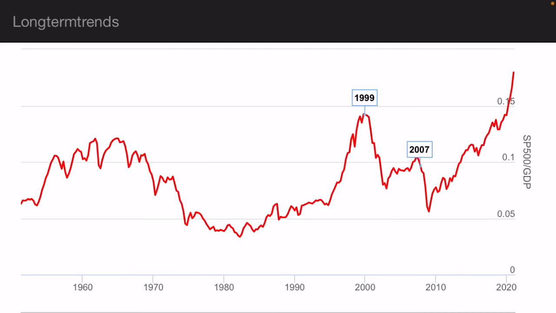In this chart, it's showing the market cap divided by the GDP for the S&P 500, and we're at all-time highs compared to recent decades. So that's indicating a very expensive market.